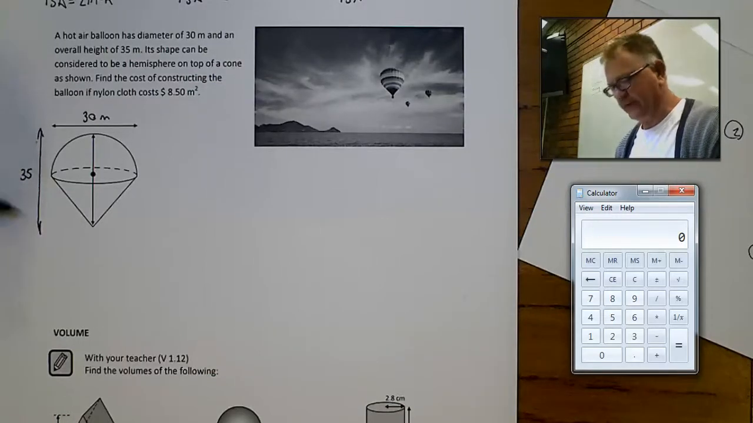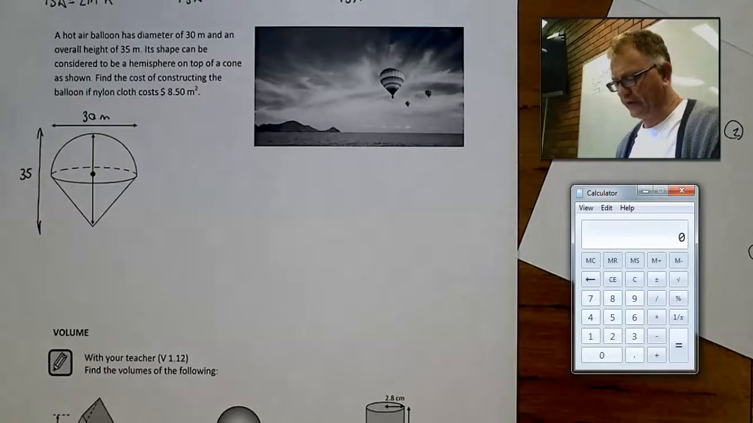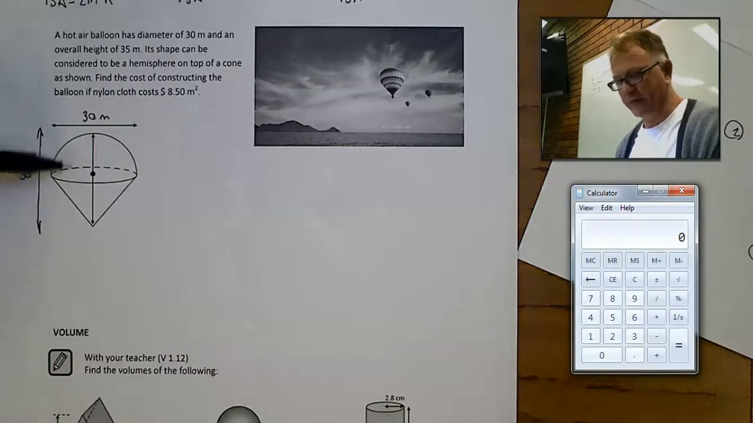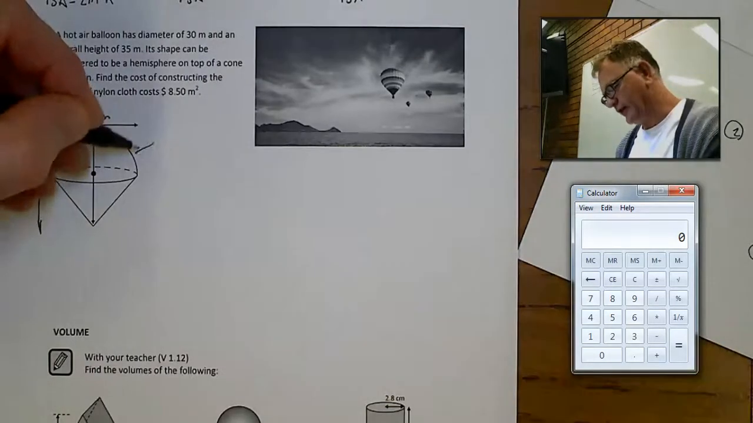35 metres is the distance from the top to the bottom. I need to find out its surface area because I'm asked to find out the construction costs. I'm given the cost per square metre of nylon cloth. I need to know the number of square metres that will be involved in making this. So what I'm going to do is divide it into two parts.